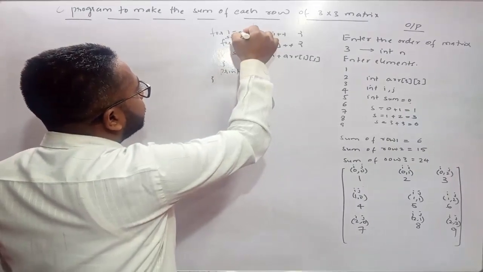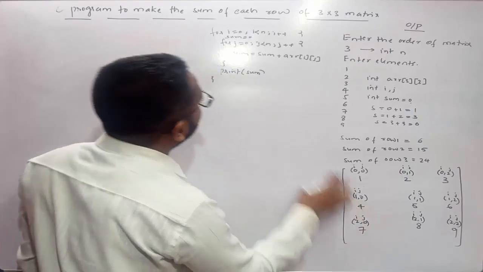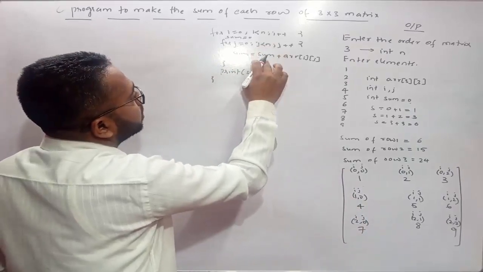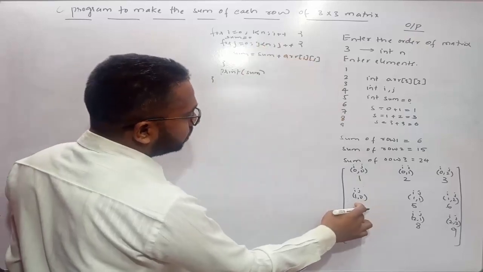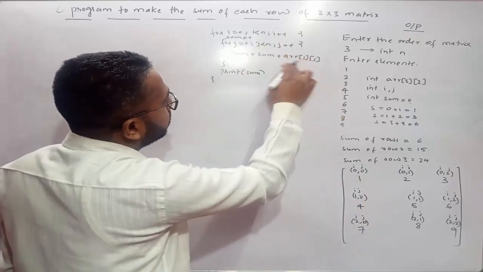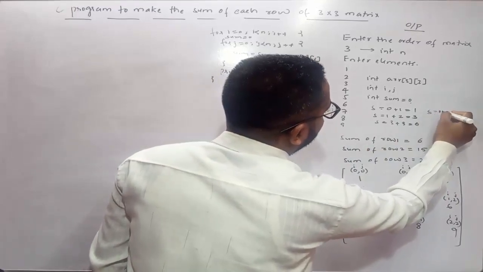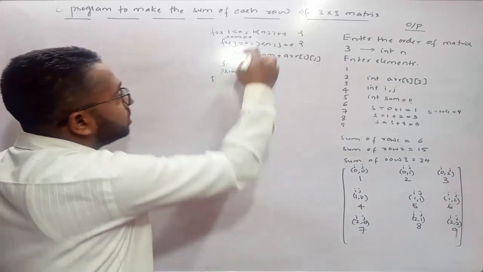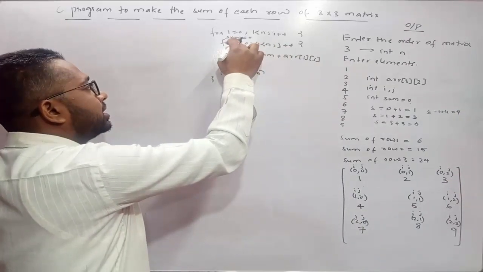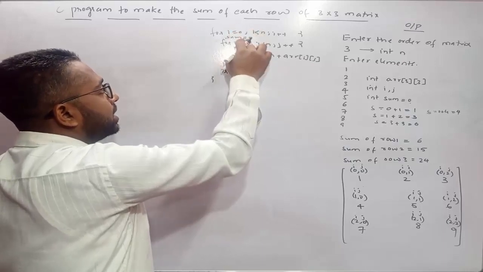Okay, so for that purpose you need to set the value of sum equals to 0. Now I is 1, j is 0. That means this item 4. Okay, so sum here, sum is 0. 0 plus array of 1 comma 0, that means 4. 0 plus 4, we will get 4. Okay, next j gets incremented by 1. Now j becomes 1.